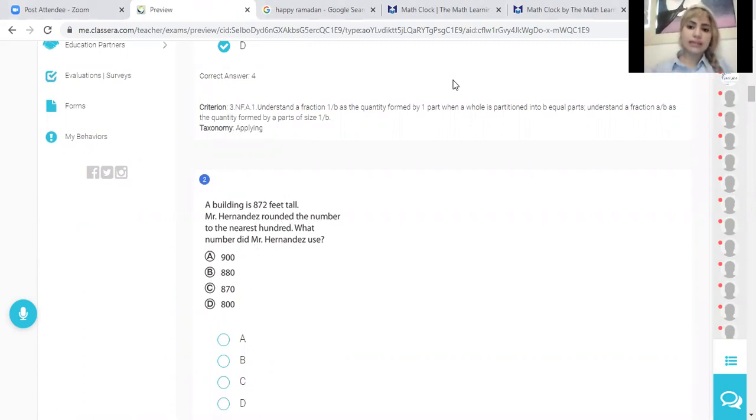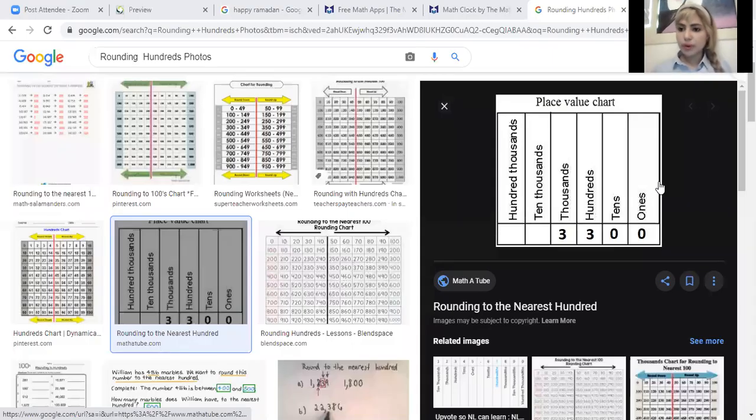Okay, let's go and see rounding. What do we mean? What do I mean by rounding? When I talk to you about rounding, you have to know something called place value. I want all of you to draw this after me.